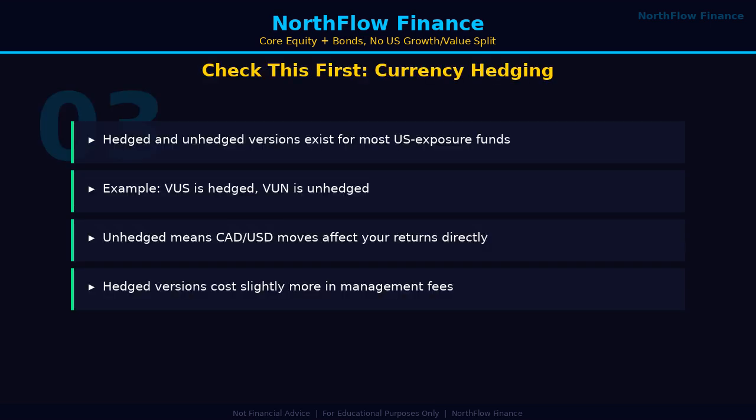Before you buy anything, there are 3 practical factors worth understanding. First, currency hedging is a real decision, not a footnote. Many Canadian ETFs come in both hedged and unhedged versions, for example VUS versus VUN for US equity exposure. Choosing unhedged exposure means your portfolio's returns will be influenced by the Canadian dollar to US dollar exchange rate, on top of the underlying market's own performance. Hedged versions try to strip that currency effect out, usually at a slightly higher management fee.